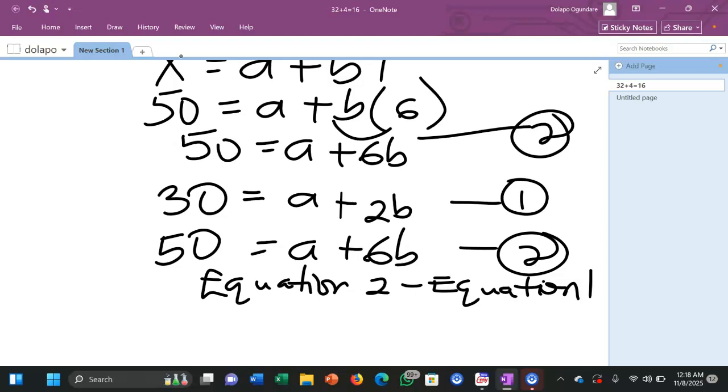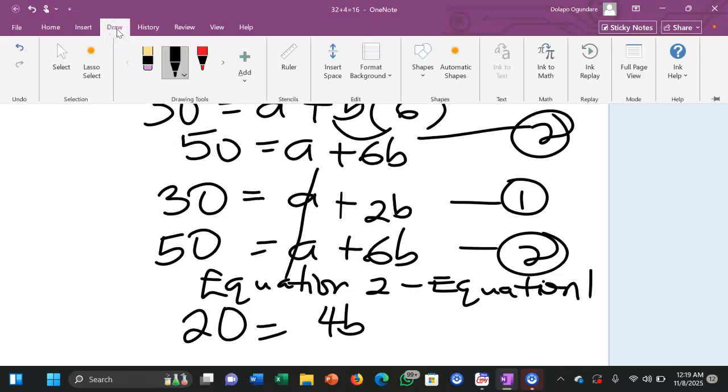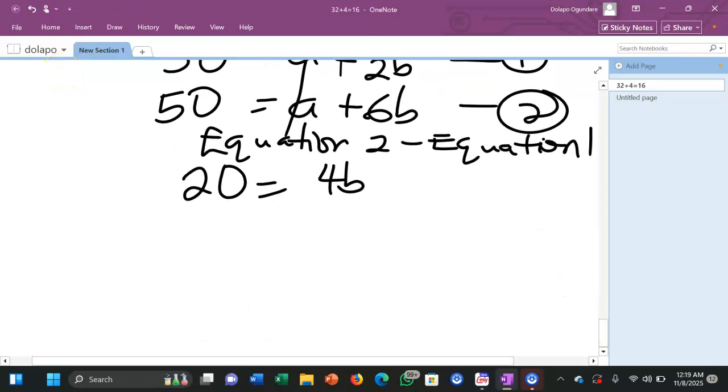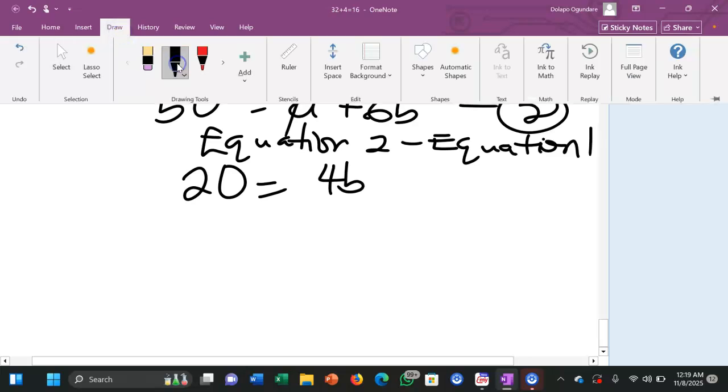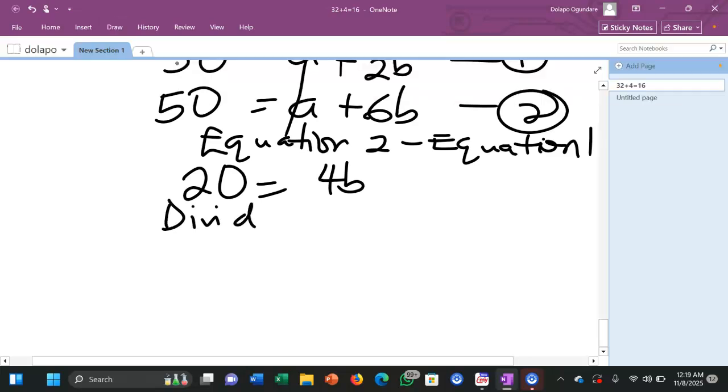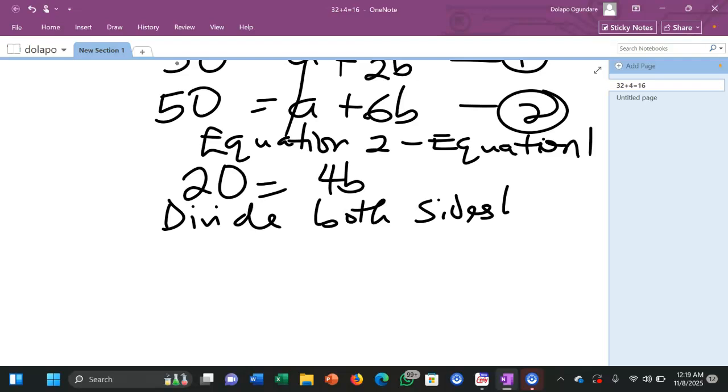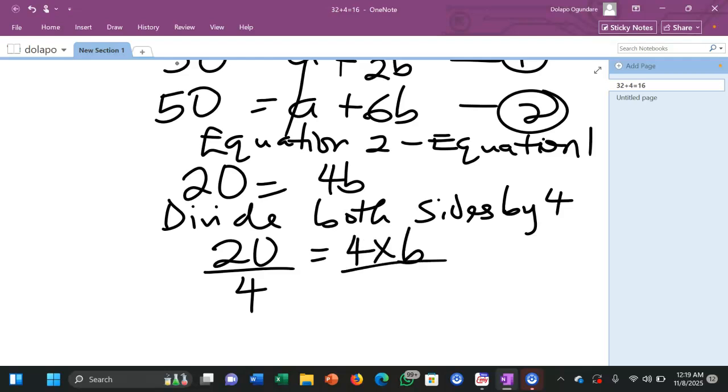So what do I have? That will be 50 minus 30, that will give me 20 equals a minus a, that vanishes, 6b minus 2b, that gives me 4b. And this is turned to a simple equation that we can solve by saying divide both sides by 4. I have 20 over 4 equals 4 times b over 4. 4 cancels. So b equals 5.